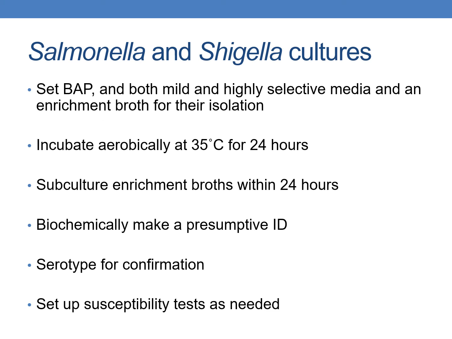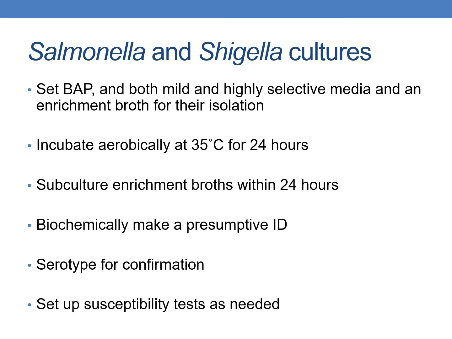So to set up and identify Salmonella and Shigella cultures, we want to set a blood agar and then both a mild and a moderate to highly selective media, and then also an enrichment broth for their isolation. We're going to incubate those plates aerobically for 24 hours at 35 degrees Celsius. Then we can subculture our enrichment broths within 24 hours, and we're going to subculture those to the same mild and highly selective medias originally set.